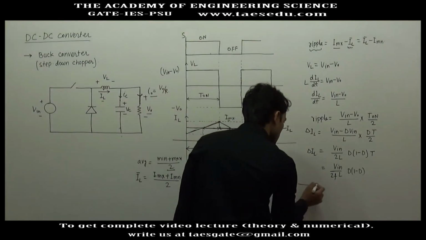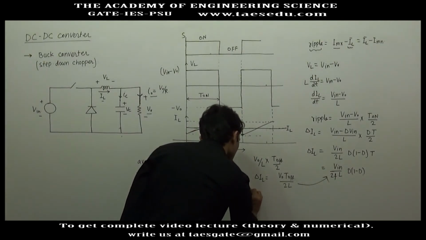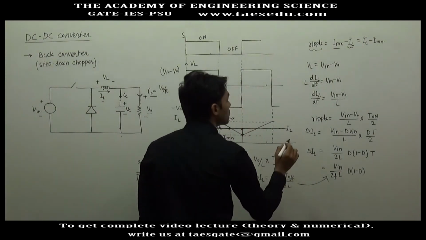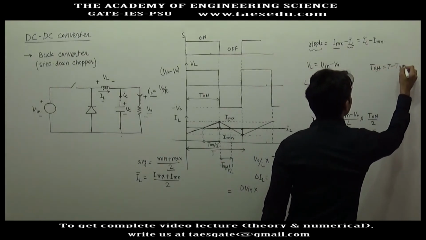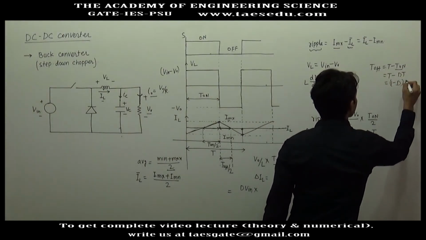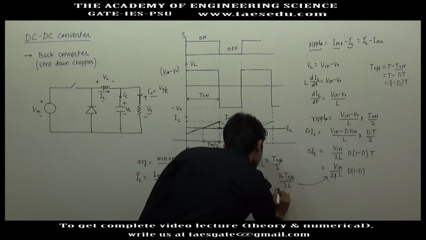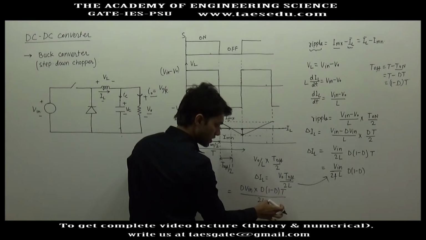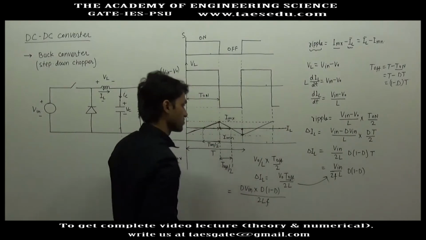From here also you will get the same expression. You write V naught as D into V input, and T off is T minus T on, which is 1 minus D into T. So delta IL is D into 1 minus D into T divided by 2L, times V input. And in place of T you can write 1 upon F, the switching frequency. So you got the same expression.